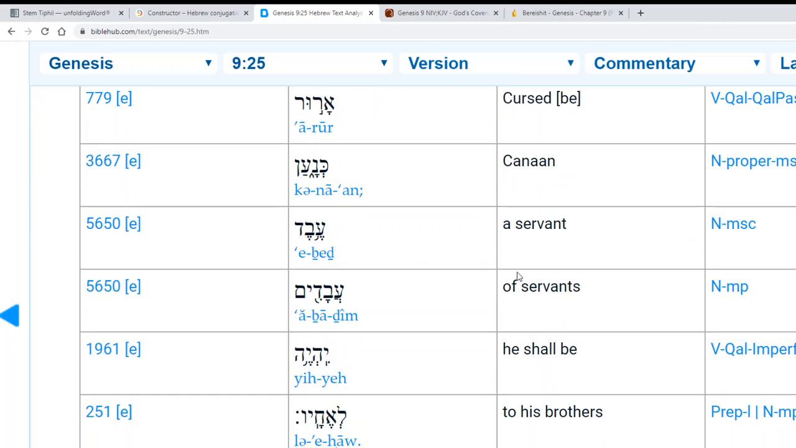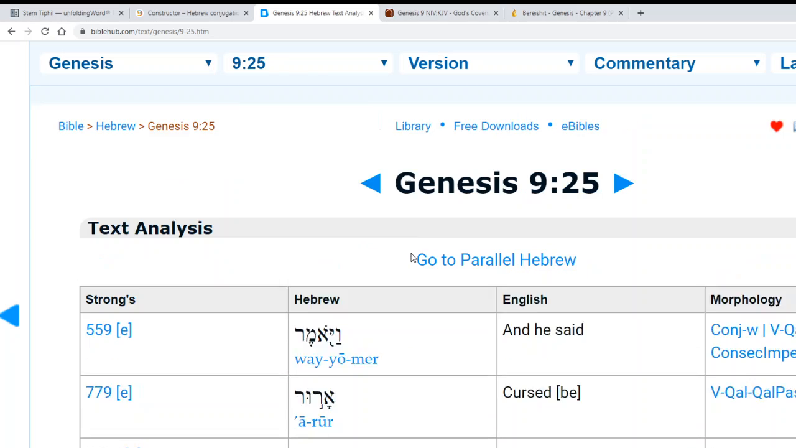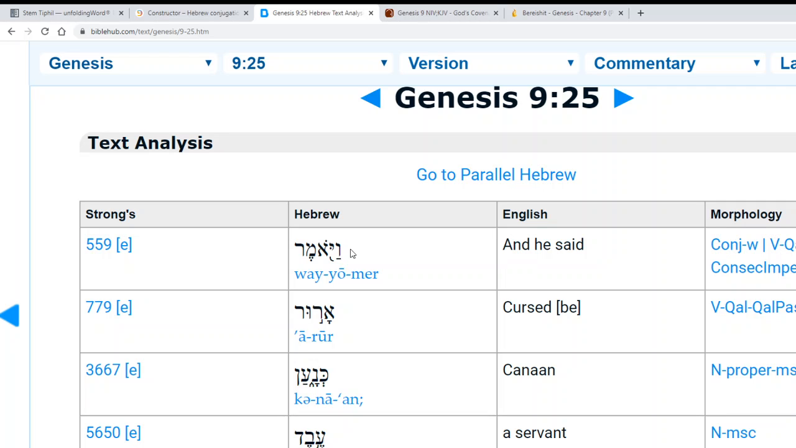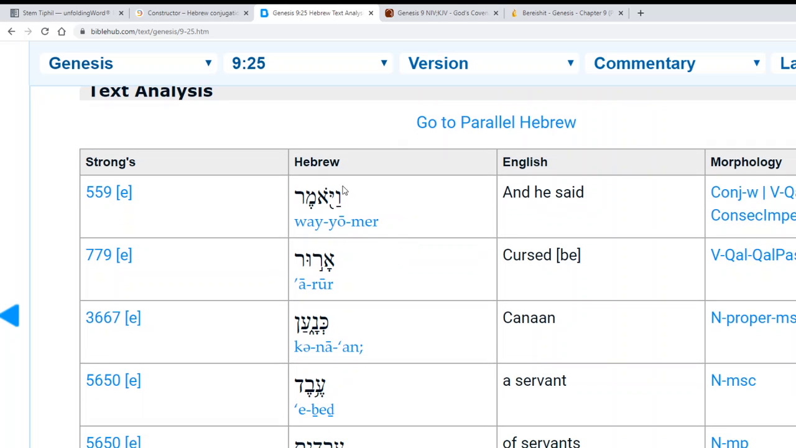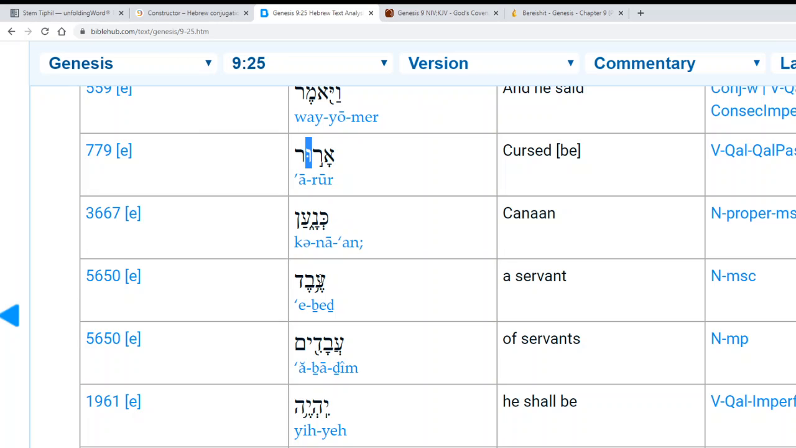Okay, verse 25. Vayomer Arur Kenan Eved Avadim Yihyeh Le'achav. Okay, so conjunctive vav, yud meaning the imperfect of amar. We've had this verb many times, to say, right? Arur is cursed, right? The root is aleph resh resh. The vav written bemilui as it usually is, written completely, turns it into the passive participle. Okay, Kenan, that's his name. Eved, right? So the root is ayin bet dalet. And that means to serve or to work or slave, right?